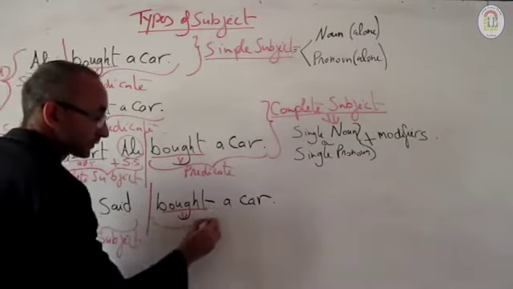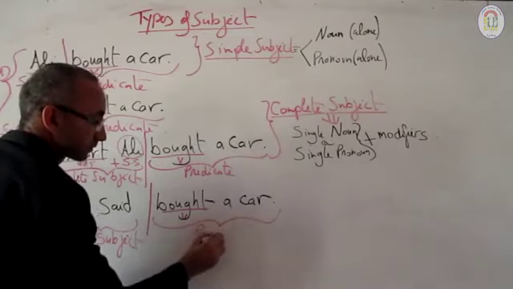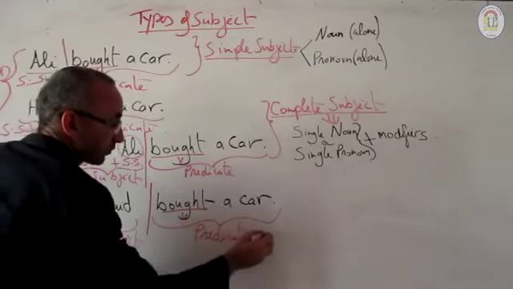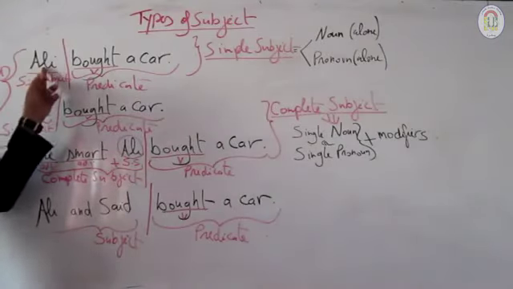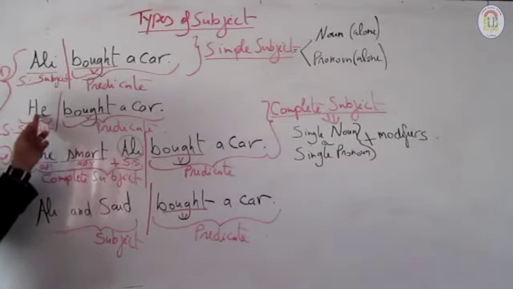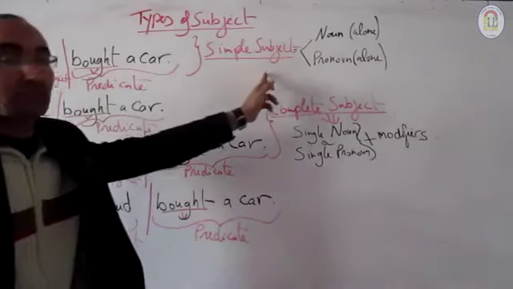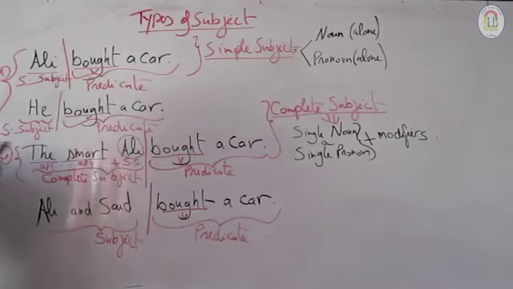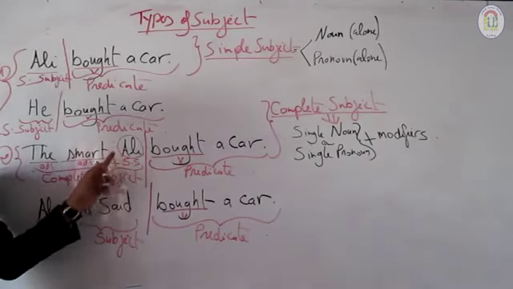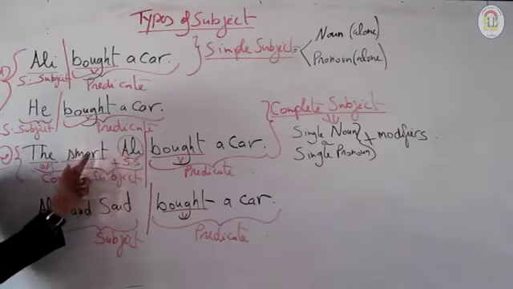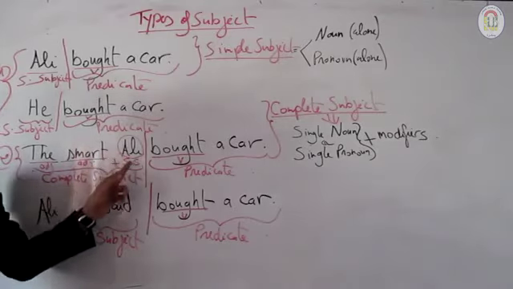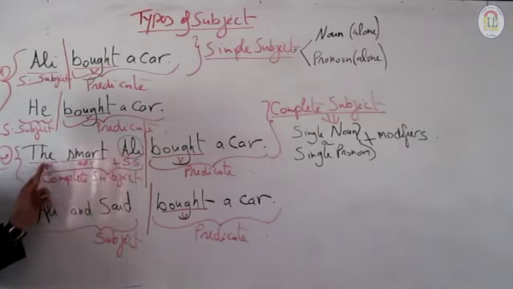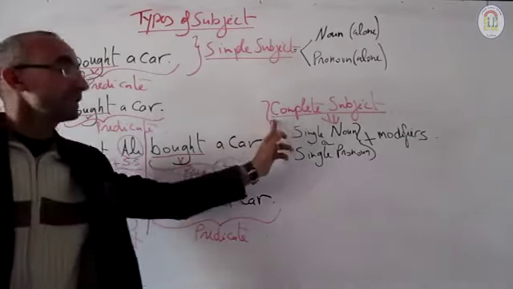From my second part, which is the predicate. Now here I have, in the first case, one single noun or one single pronoun, and we called it simple subject. Here I have one single noun plus other elements which modify it. It means a single noun, or simple subject, plus its modifiers, and we called it complete subject.